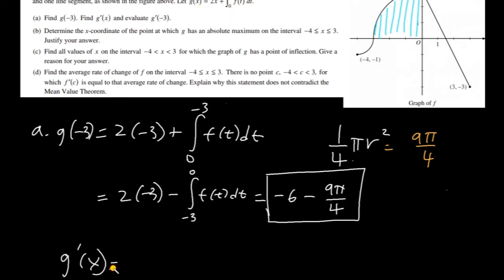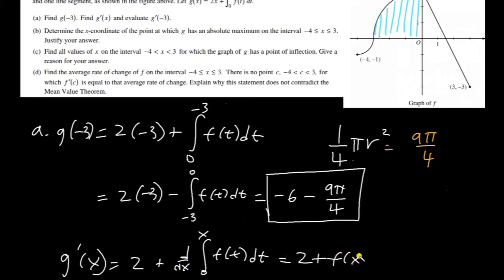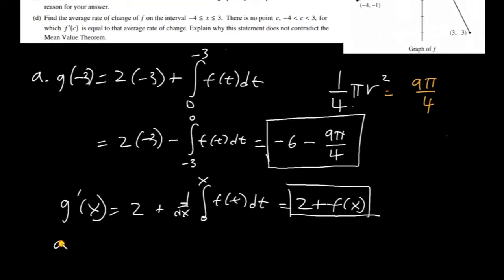To get g prime of x, we know that the derivative of 2x is 2, right? And then plus the derivative of the integral from 0 to x of f of t dt. By the fundamental theorem of calculus, the derivative and the integral just cancel out, and we get 2 plus f of x. Okay, that's it. Now all we've got to do is figure out g prime of -3. We did g of -3, and we did g prime of x. Now all we need is g prime of -3, which is the easiest of the 3 parts for sure.